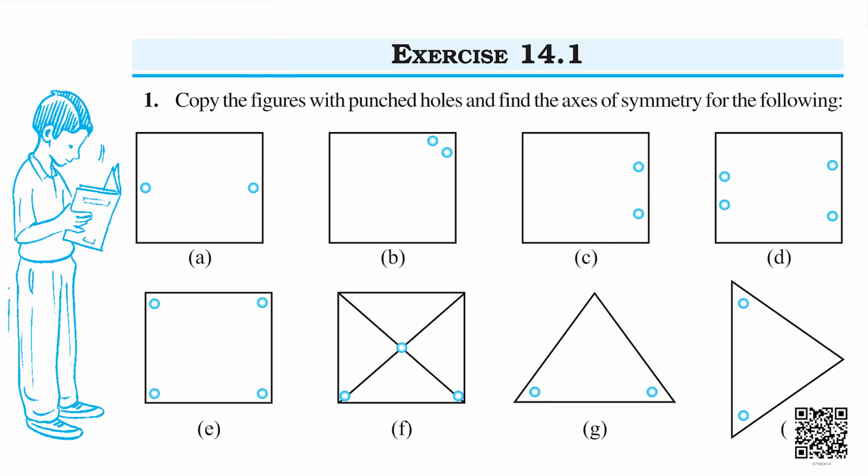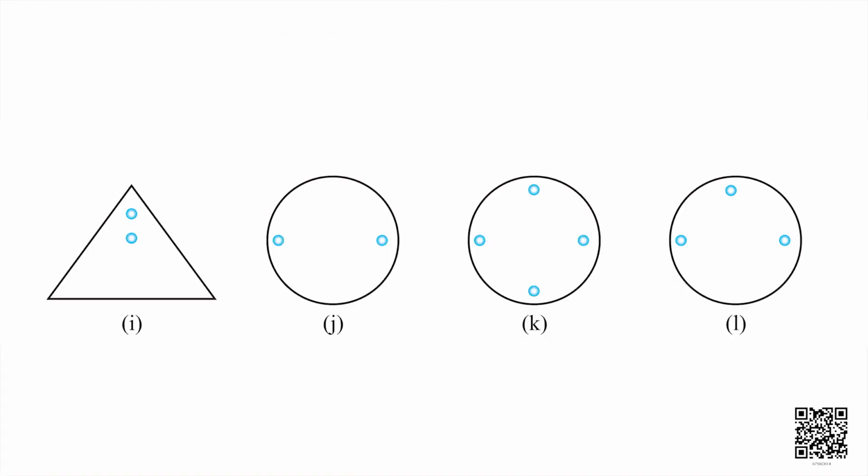So let us perform this exercise to strengthen our concept of symmetry. So students, in this exercise, our first question is, copy the figures with punched holes and find the axis of symmetry for the following. Now to solve this question, we have to find the axis of symmetry. Now we know that the line of symmetry is such that one half of it is the mirror image of the other half. So with this fact, we can visualize the line of symmetry in these questions.